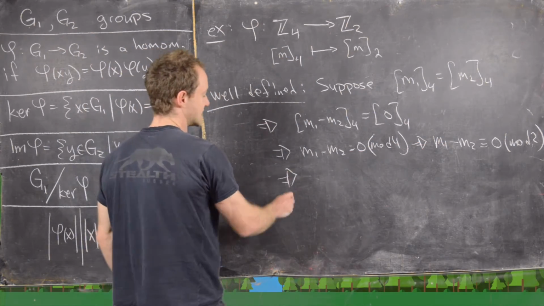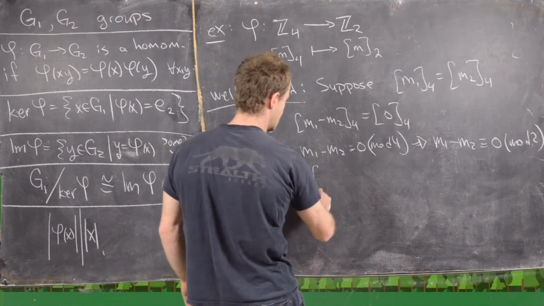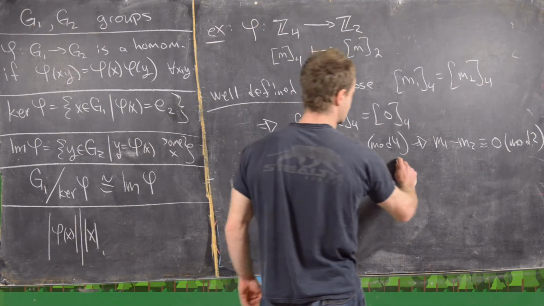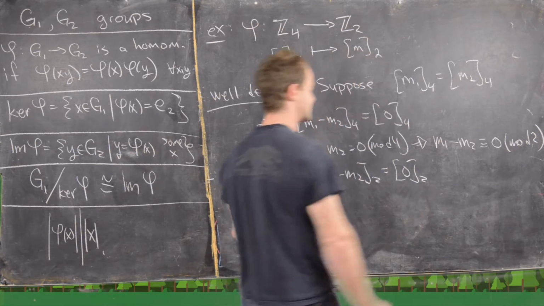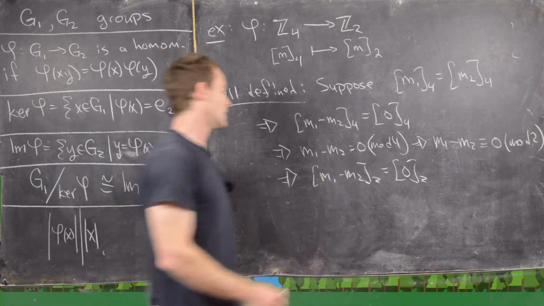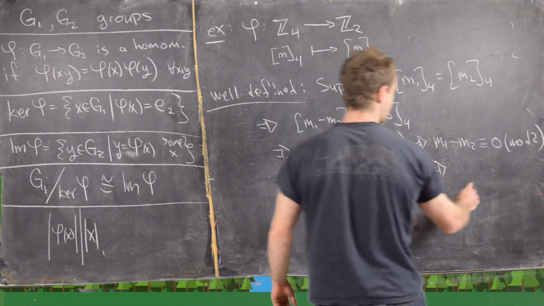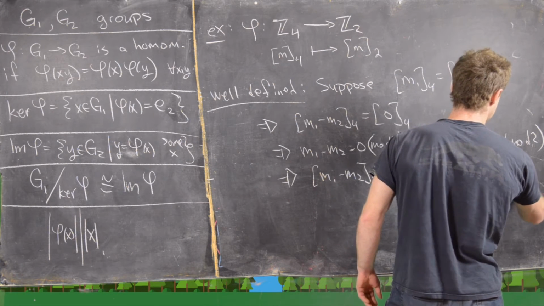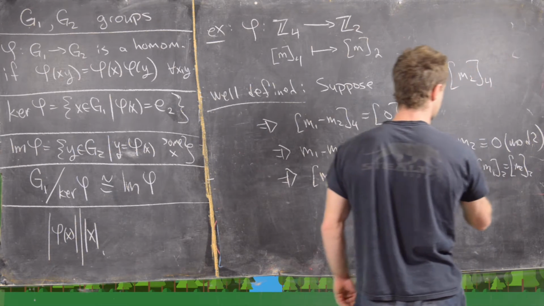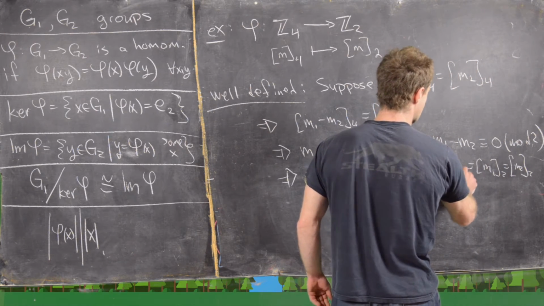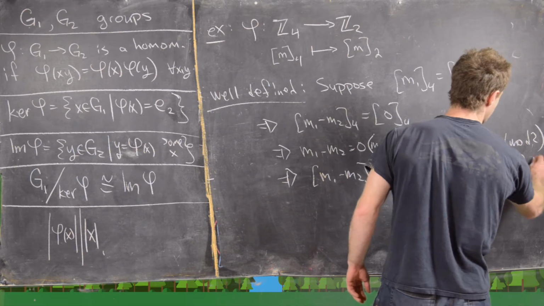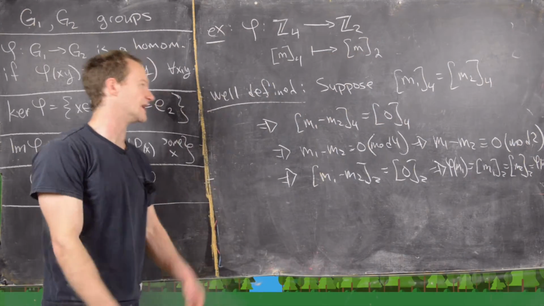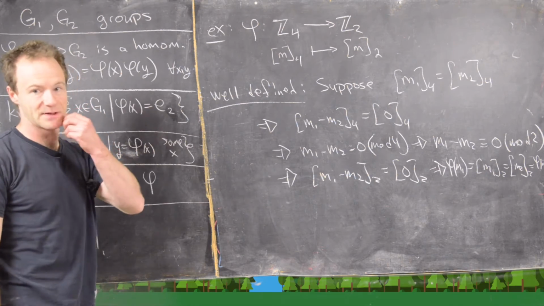But what that tells us is that the equivalence class of M1 minus M2 mod 2 is the same thing as the equivalence class of 0 mod 2. But finally, that means that the equivalence class of M1 mod 2 is the same thing as the equivalence class of M2 mod 2, but one of these is phi of M1 and the other one is phi of M2. So we're good to go. So it is a well-defined map.